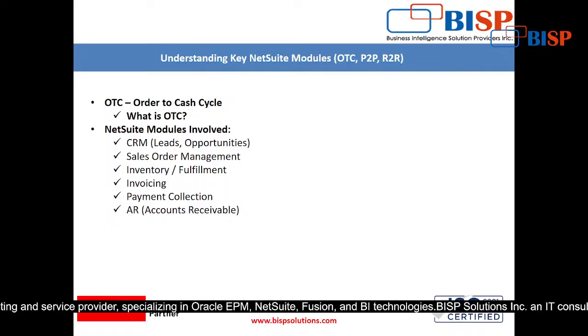What is O2C? First of all we will see O2C. O2C means order to cash. Order to cash means the complete cycle that starts with creation of a sales order, then goes to item fulfillment, then pick, pack, ship, then invoice, then accept the payment, and then close the sales order. This is how the complete procedure goes.